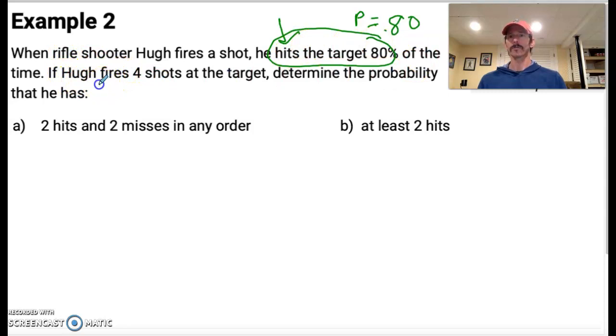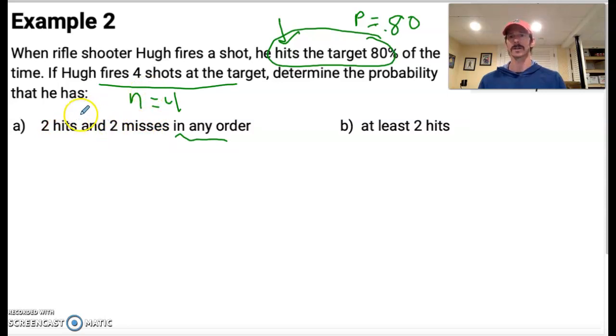If Hugh fires 4 shots at the target, so now I know he's shooting 4 times. Determine the probability that he has 2 hits and 2 misses in any order. So in any order means doesn't matter. It could have been 2 hits first, 2 misses. Could have been a hit, a miss, a hit, and a miss.